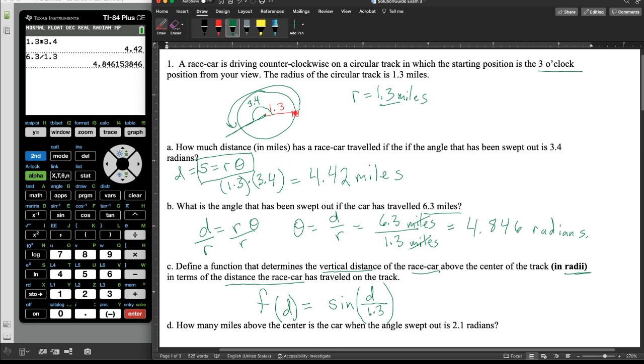So I'm going to do it this way. You'll see the answer key has D over R. That's okay, but this is better. Okay, so let's keep going.